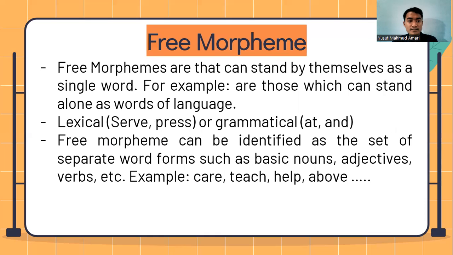The first one is free morpheme. Free morphemes are those that can stand by themselves as a single word. For example, there are lexical and grammatical ones, such as serve, press, add, and. They have meaning and stand by themselves. So they are the basic nouns, adjectives, and verbs.